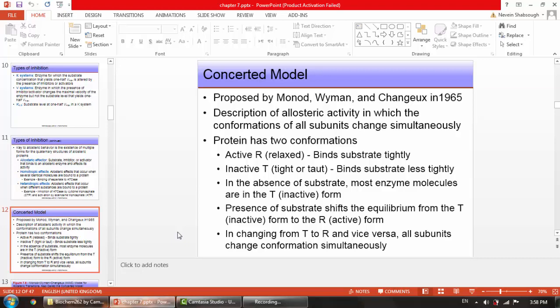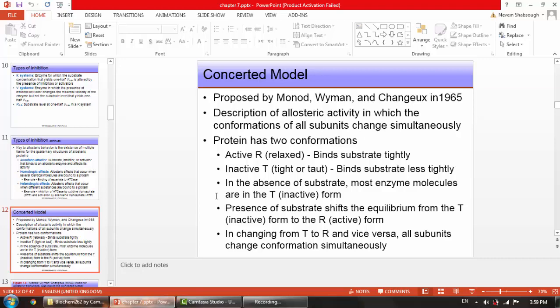Now, there are 2 models to explain the behavior of allosteric enzymes. One is called the concerted model, also known by its discoverers, Monod, Wyman, and Changeux in 1965. It is a description of allosteric activity in which the conformation of all subunits changes simultaneously, and this is the meaning of concerted. When a change occurs at one subunit, a similar change must occur in the other subunits at the same time. Here we are concerned with the concerted model only.